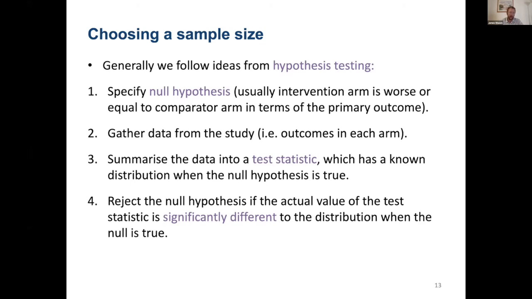And the idea is this test statistic is some value, it's a number, and that number will be random, but it will have a distribution that we know when the null hypothesis is true, so that we can compare its actual value from the data in the trial, and we can see whether the test statistic is consistent with the null hypothesis or not. And if it's very different to what the distribution should be under the null hypothesis, we can reject the null hypothesis. We've gathered evidence to say it's not true.